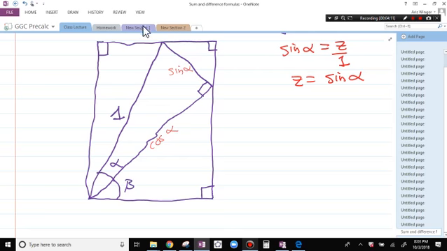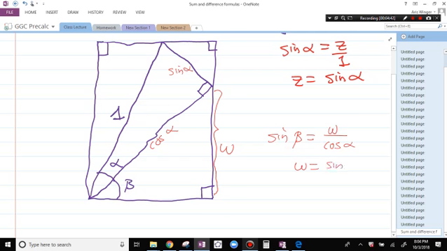I want to get some other sides together. I want this side right here. Just this side. Now, what trig function relates beta to w and cosine alpha? Sine. The sine of beta equals omega over the cosine of alpha, right? Omega is sine beta cosine alpha.